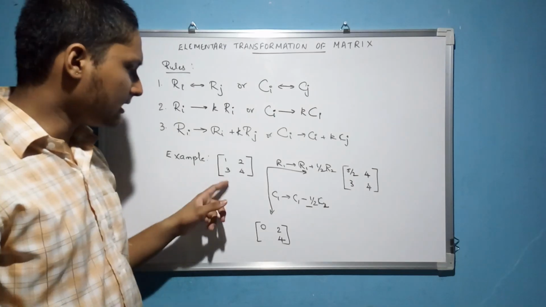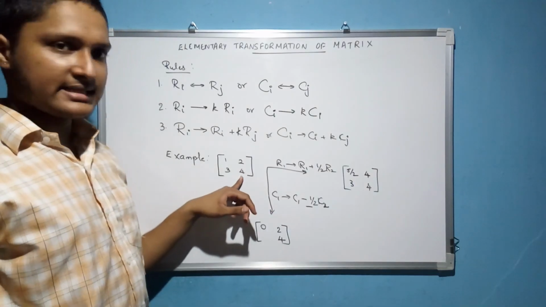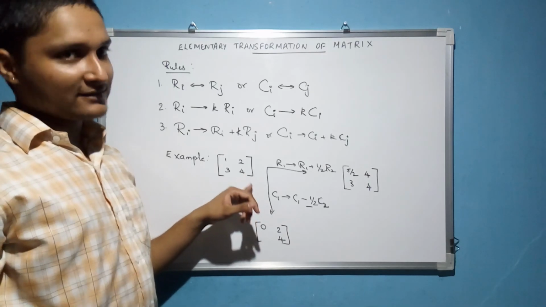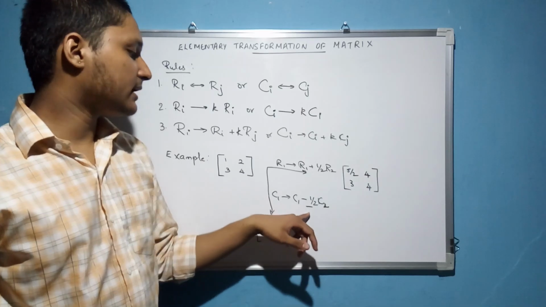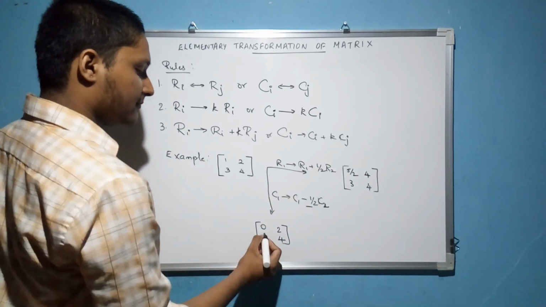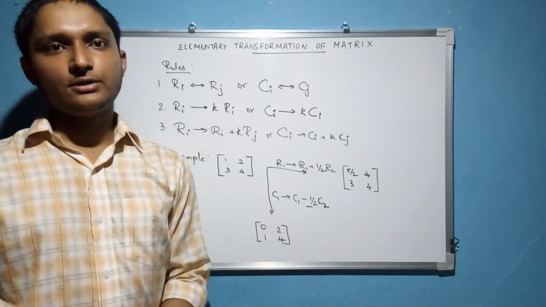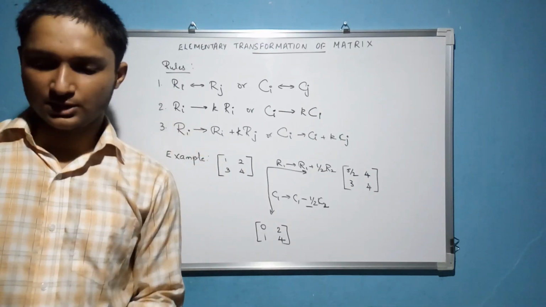Now we have 3. 3 minus half times 4. 4 is present in that same row but the next column. Therefore, you are going to have 3 minus half of 4. Half of 4 is 2. 3 minus 2 comes to be 1. This is the thing you're going to get. That's it about elementary transformations.